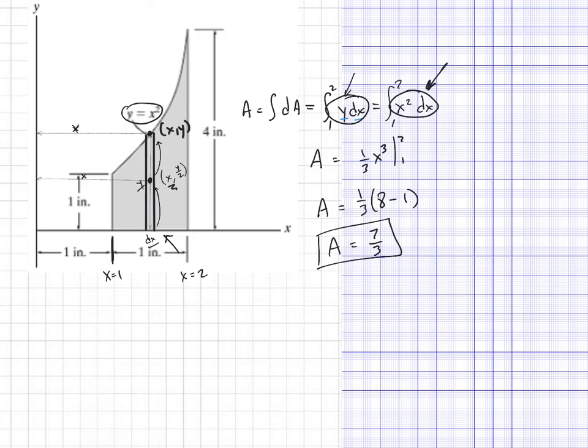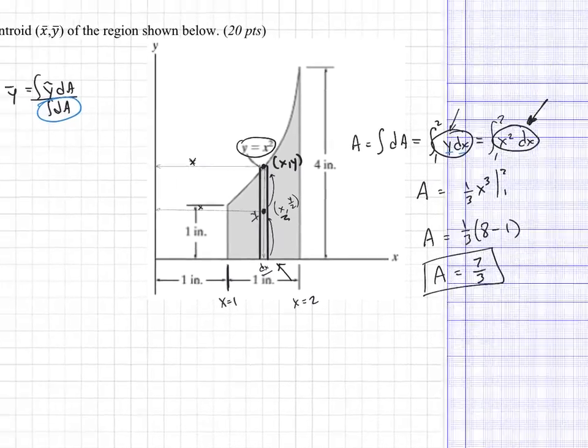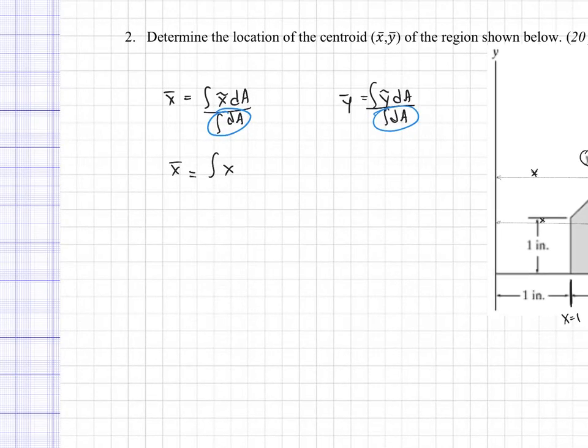I'm going to use it here because I know that's going to be the easier way to do it. So I'm going to put in x squared dx, all over the integral of dA, which I'm just going to write as A for now because I don't really feel like writing out 7/3. But we'll get there. Okay, so x bar equals the integral from 2 to 1 of x cubed dx over A.